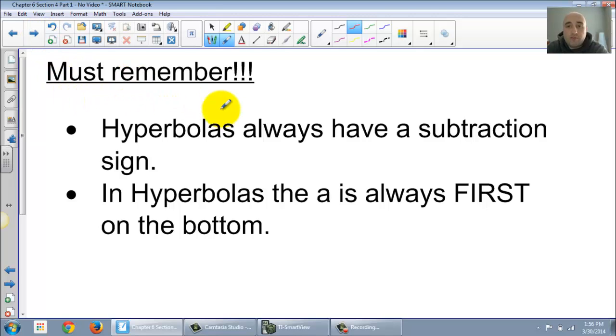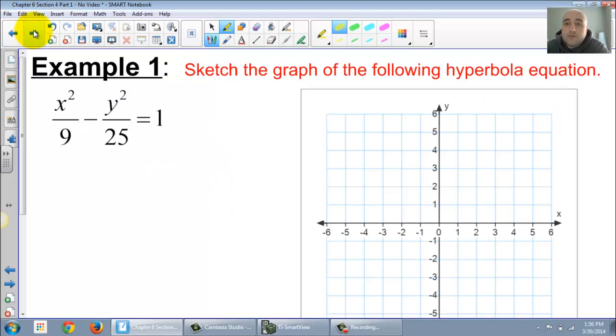examples. Now, we must remember, hyperbolas always have a subtraction sign, and a is always first. Those are the two things we briefly mentioned on the last slide. Basically, we're going to do two examples, and then we're going to graph them.